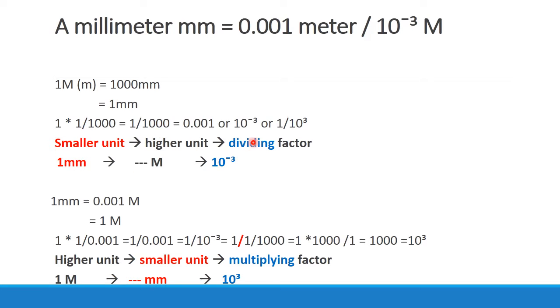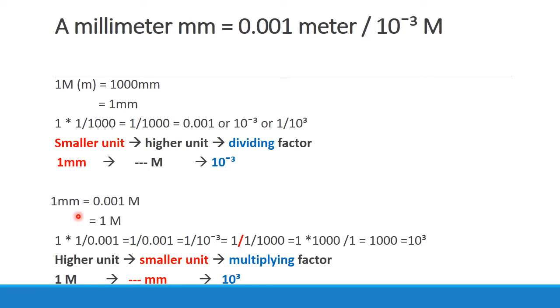So always remember this particular formula form. The smaller units, when it has to be converted to higher units. So in this example, the smaller unit is 1 mm. When the millimeter is converted to meter, smaller unit is converted to higher unit, the factor what you get is always the dividing factor. So here in this example, the dividing factor what we got is 10 to the power of minus 3.